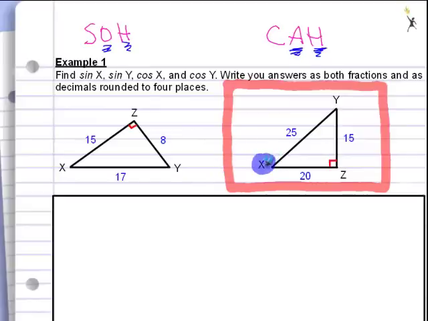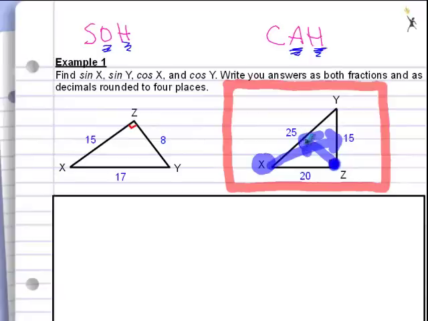Here's angle x, and remember sine is opposite over hypotenuse. So what I want to do is identify the opposite side and the hypotenuse side and represent that as a fraction. The opposite of angle x is 15. The hypotenuse, remember, is across from the 90-degree angle. Here's the 90-degree angle, so that is the hypotenuse. So you should have had a fraction of 15 over 25 for the sine of angle x.